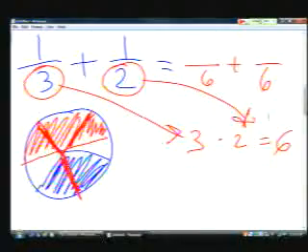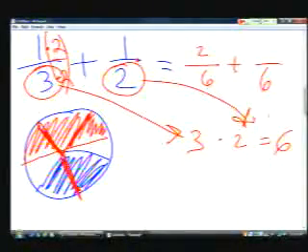Then we have to figure out what we can multiply numerator and denominator by, because we're really multiplying by 1, so we're not changing the value, 2 over 2. So that changes into 2/6. Here we're multiplying numerator and denominator by a 3, and that changes into 3/6. And 2/6 plus 3/6 is how much, Robert?